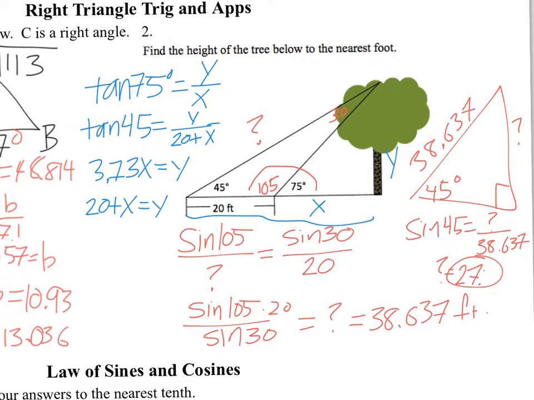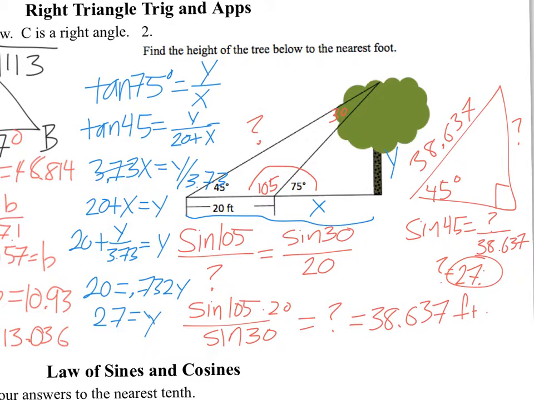I want to get a number for y, so I'm actually going to substitute for x and do this as y over 3.73 is equal to x. So we get 20 plus y over 3.73 is equal to y. Bring the y's to one side. So it's going to be 1 minus 1 divided by 3.73. And we get 20 is equal to 0.732y. Divide by 0.732. 20 divided by that answer gives us 27.3.